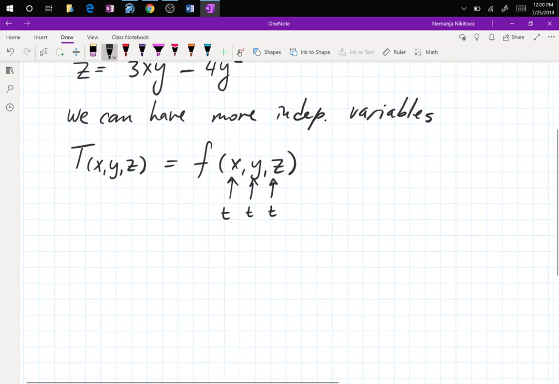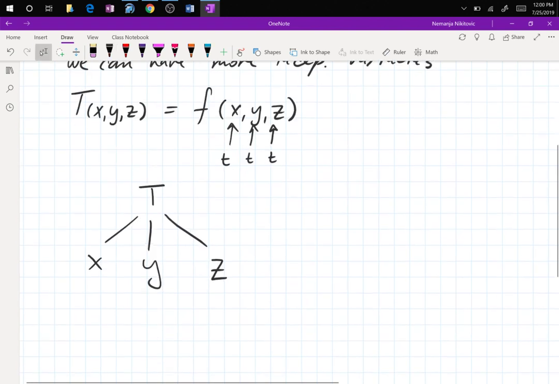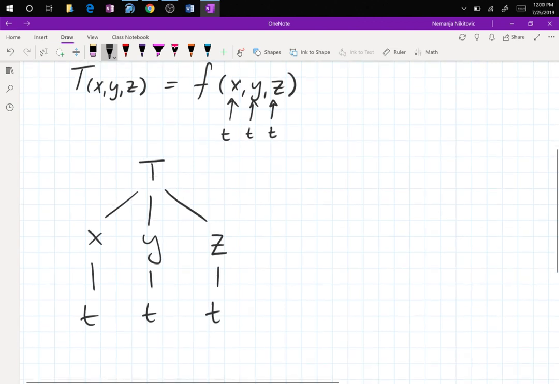So when you think about this, you can draw a diagram to break these functions apart. You can say temperature depends on the XYZ location, and each one of these depends on the time of the day that we want to look at this. So this would be a tree diagram of variable dependence. The temperature T depends at the same time, right, on X, Y, and Z, because in a three-dimensional system, the location is determined by the three coordinates at the same time.